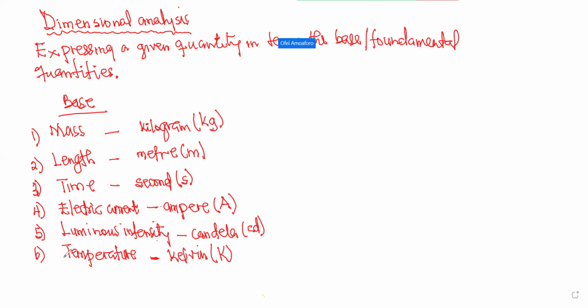All right, what's the 7th base quantity? Amount of substance. Amount of substance.